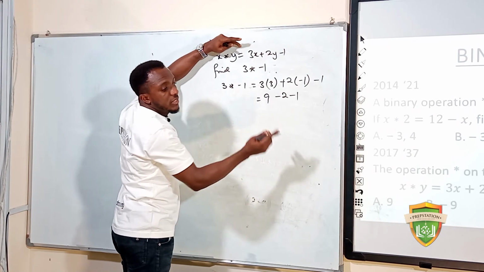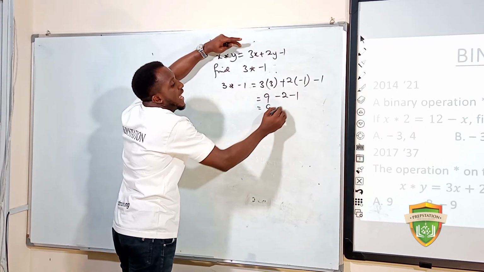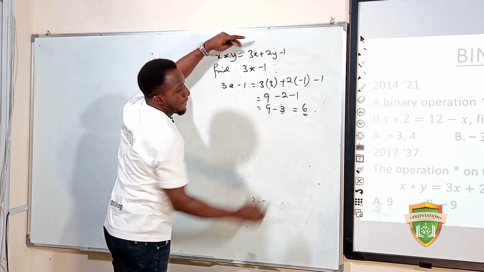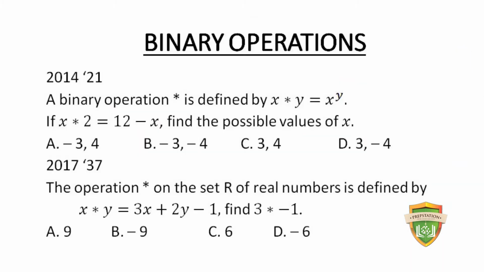Minus 2 minus 1 is minus 3. So that leaves me with 9 minus 3. And 9 minus 3 is 6. So the correct option is option C. The answer to the question is 6.